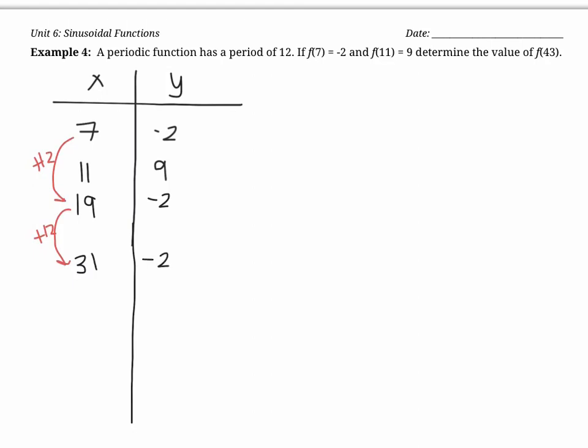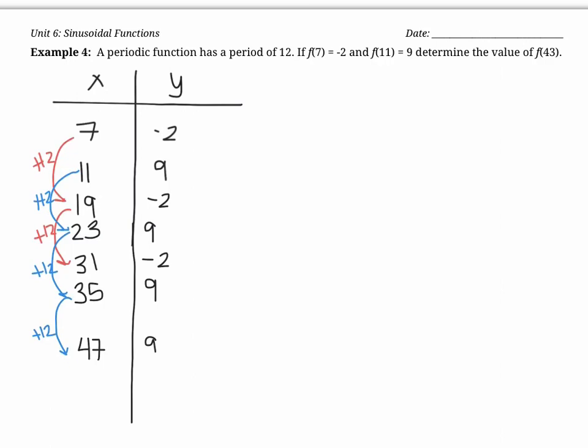So let's add 12 to 11 now. If I add 12 to 11, we get 23. And that y value should be 9 because that came from the 11. If we add another 12 to 23, we're going to get 35. And then that value is going to be 9. And let's keep on going. Let's add another 12 to 35 since we're here. We're going to get 47. And that value is going to be 9.